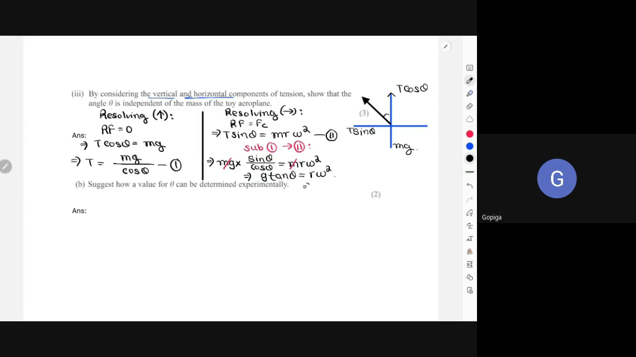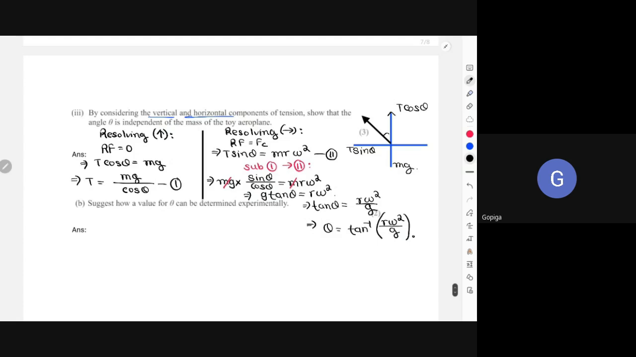So which means now we're going to get tan theta. I can just write this down as tan theta equals r omega square over g, and in the final case, I'll just make theta the subject, which is basically tan inverse of r omega square over g, right? Is there any problem till now?